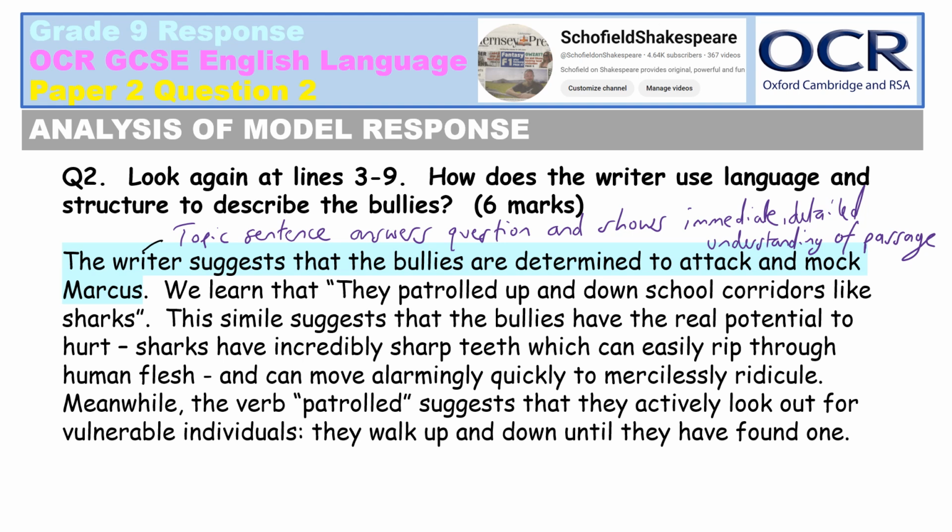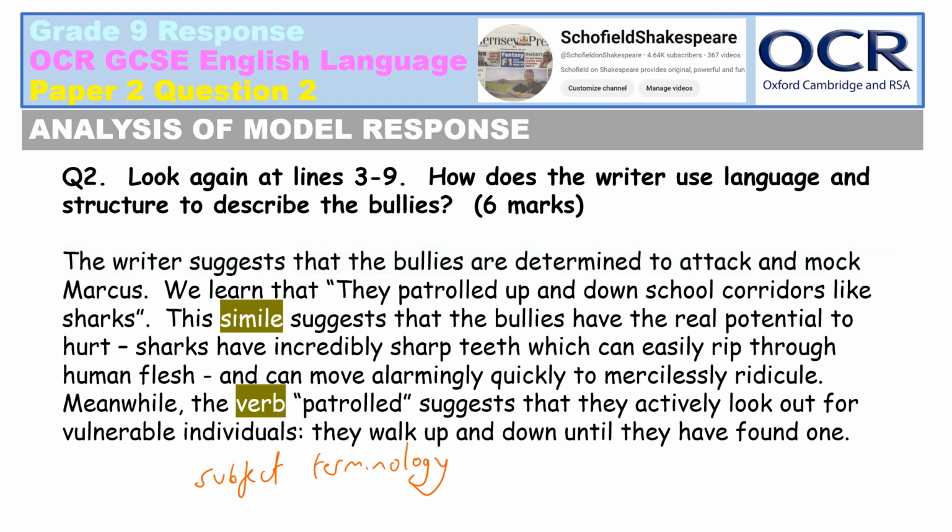How does this achieve 6 out of 6? Well, I would recommend starting your paragraph with a topic sentence, a point which answers the question in a simple, focused way and shows an immediate understanding of the passage. When analysing your quotations, remember that you need to use subject terminology, and this doesn't need to be especially complicated. Subject terminology such as simile and verb are absolutely fine.